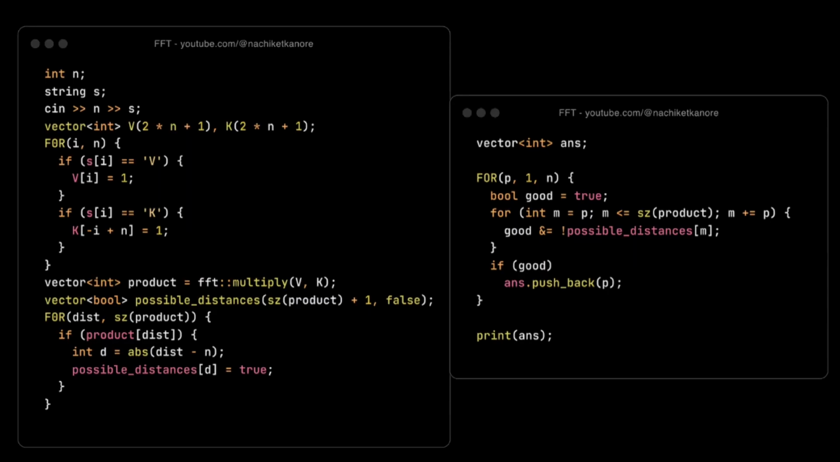So if we are trying to find out whether a period p is possible, then all of its multiples must not have any mismatch. So we are checking it by going over all the multiples of p and checking whether that possible distance actually falls at any of the multiples' places. If that is not the case, that period is possible, and we simply print out the answer after that.